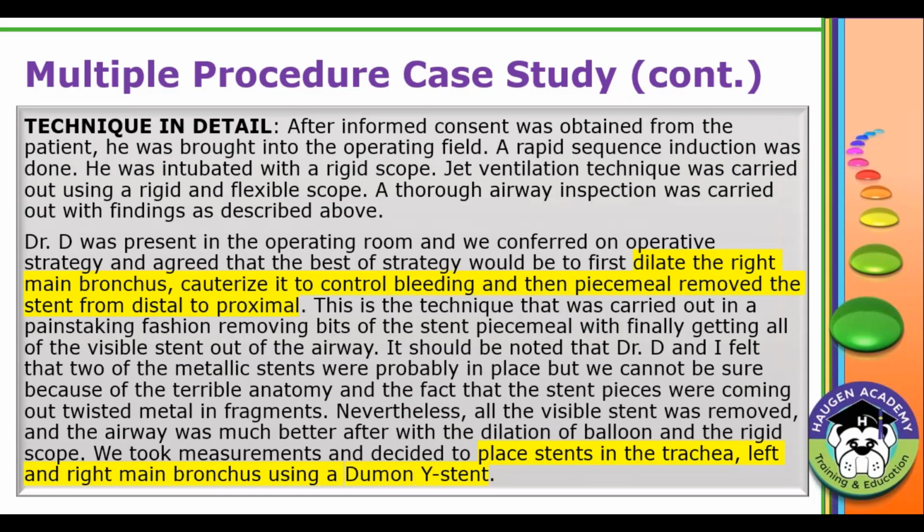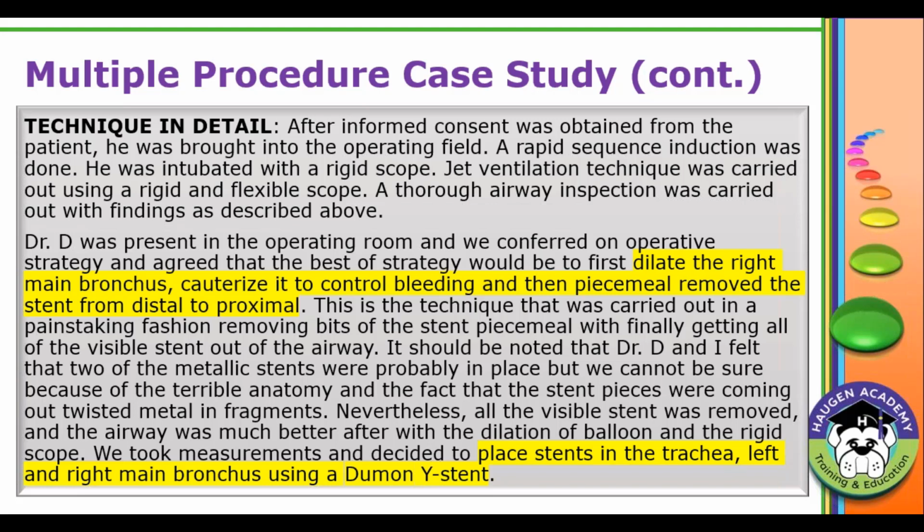In this procedure, he talks about dilating the right main bronchus, cauterizing it to control the bleeding, and then removing the stent piecemeal from distal to proximal. And in this procedure, we have elected not to code the control of the hemorrhage because it's expected that if you had to do a dilation or remove some of this stent, there's going to be some bleeding, and that's considered integral to the procedure and not something we code separately.